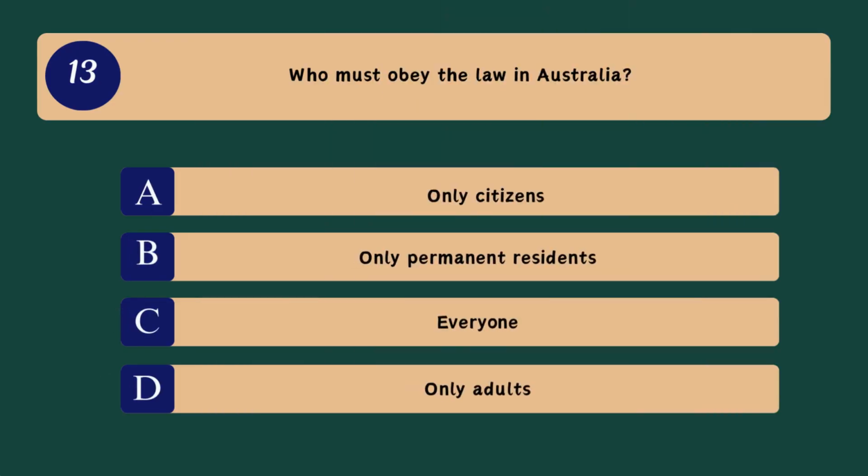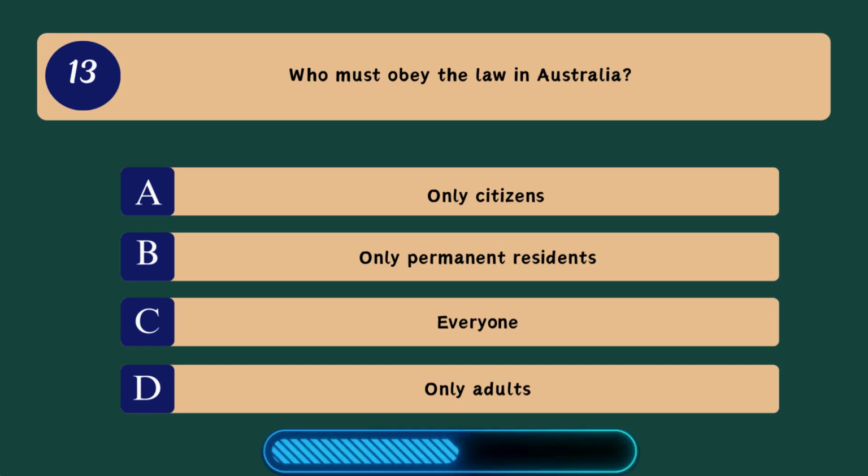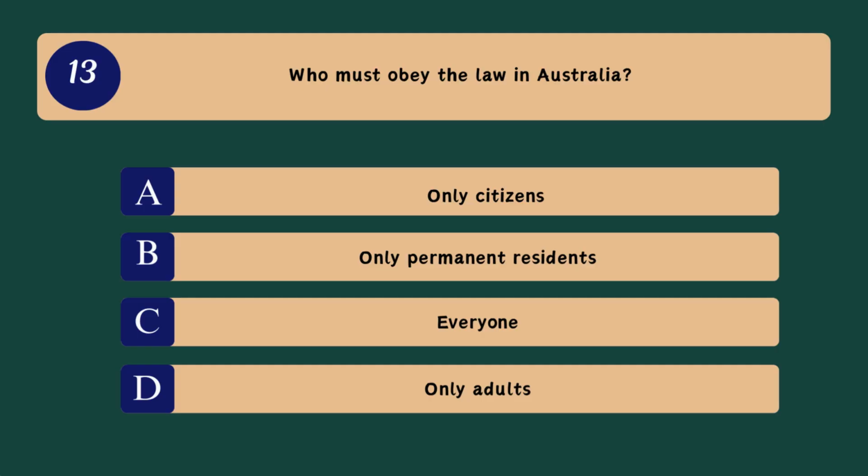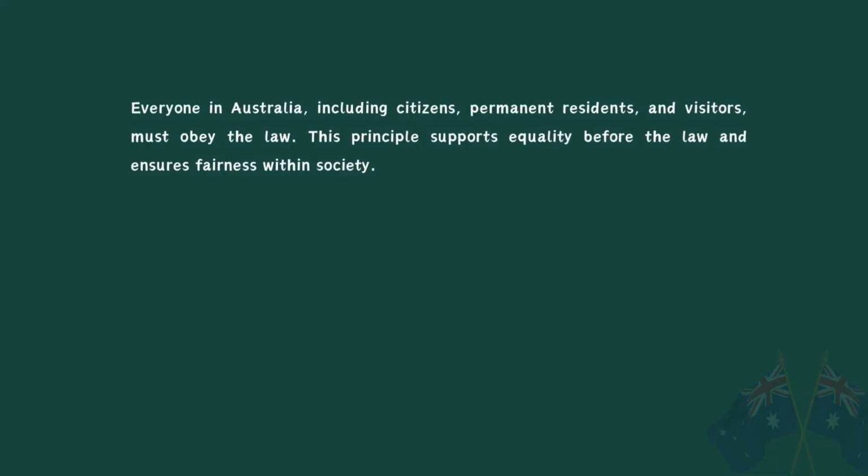Question 13. Who must obey the law in Australia? A. Only citizens, B. Only permanent residents, C. Everyone, D. Only adults. Correct answer. C. Everyone. Everyone in Australia, including citizens, permanent residents and visitors, must obey the law. This principle supports equality before the law and ensures fairness within society.